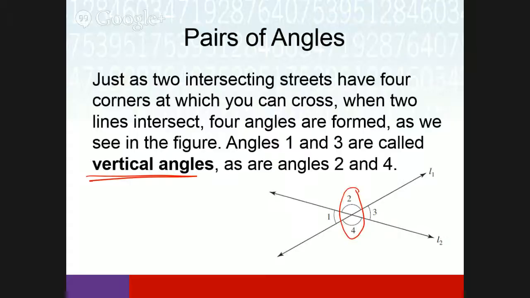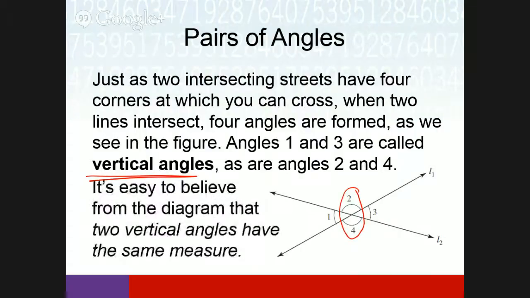The reason why is because this is a line, so this is 180 degrees, and this is a line, so this is 180 degrees, right? So if 2, to find 1, you take 180 minus 2. To find 3, you take 180 minus the same angle 2. So 1 and 3 have to be congruent, which means the same. They have to equal each other. Vertical angles have the same measurement.